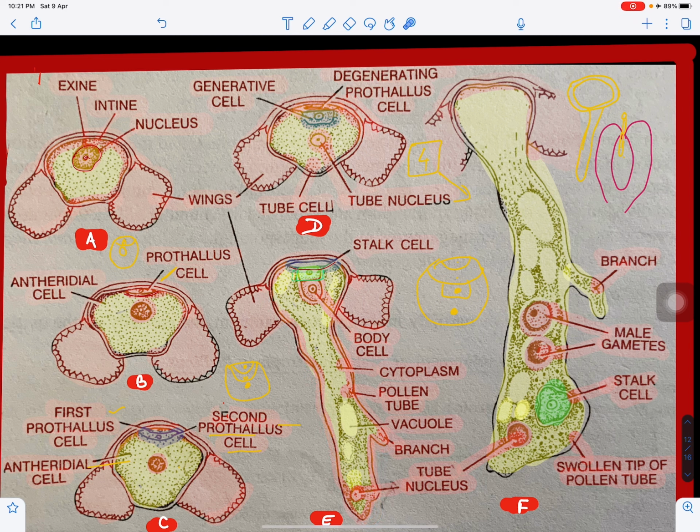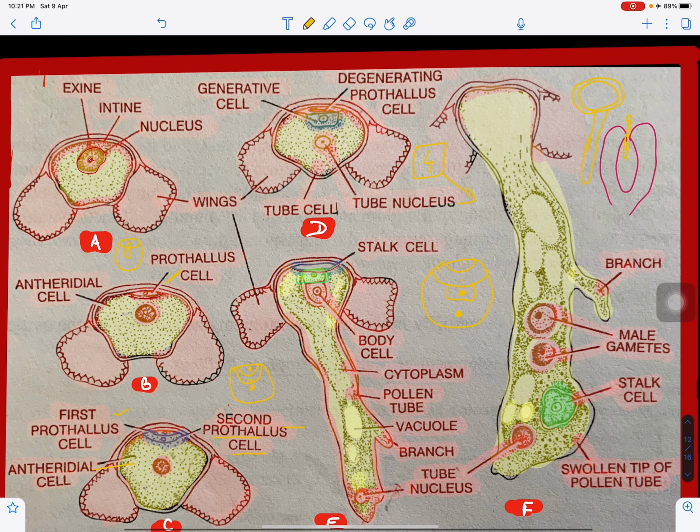Now the two prothallus cells will start degenerating, I mean they will start to perish. And the generative cell that you saw here will further divide into two cells like this. This is the stalk cell and this is the body cell. This will be the stalk cell, this will be the body cell, and this will be the tube nucleus. The tube nucleus will migrate into the tube cell, the pollen tube. Like this is the pollen grain and this has started forming a pollen tube. Now this will have the tube nucleus.